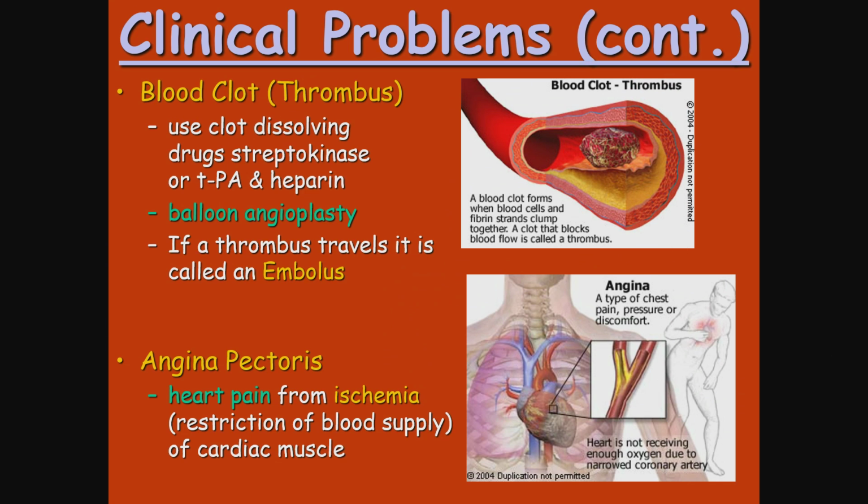Angina pectoris is heart pain from ischemia, and ischemia is restriction of blood supply to the cardiac muscle. A lot of times people go into the ER because they're having angina. It's severe chest pain or really bad pressure and discomfort. But the heart isn't receiving enough oxygen because the coronary artery is narrowed.